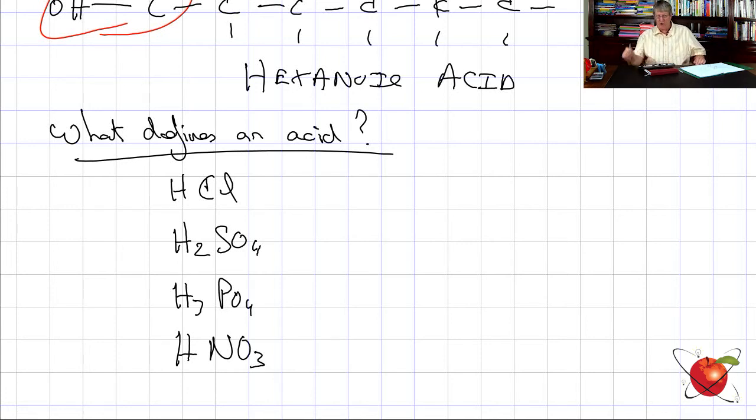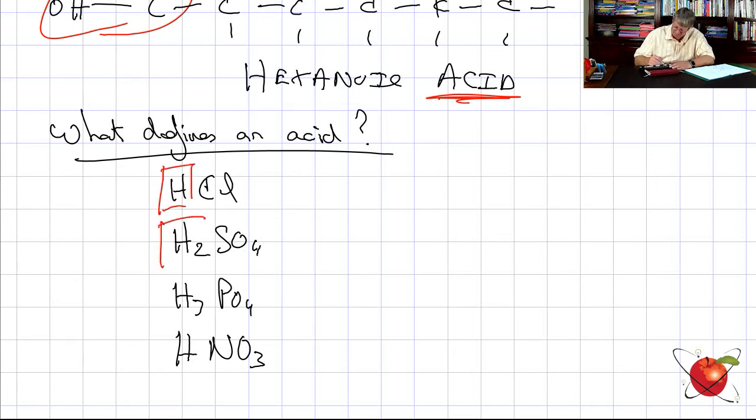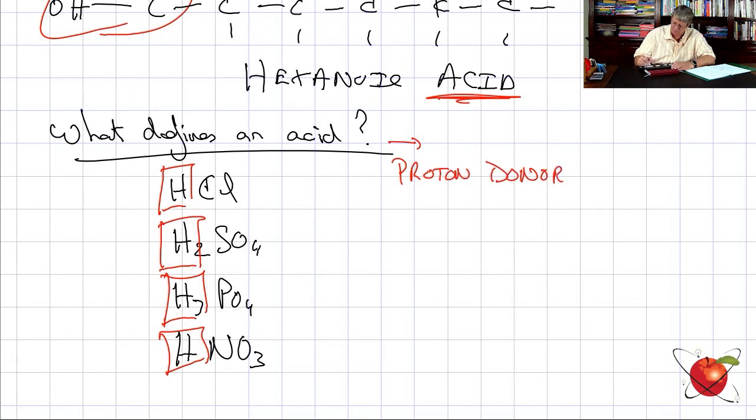What has this got in common with that? This, I said, is an acid, right? It's a carboxylic acid. The secret that defines an acid is this: an acid is a proton donor. So what does that mean? It gives away a proton. What's a proton? It's an H+. The simplest proton is H+, a single proton.